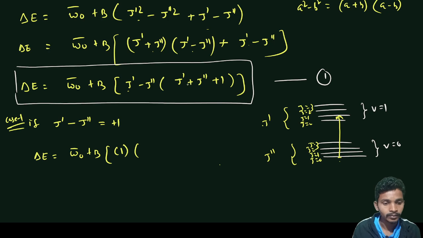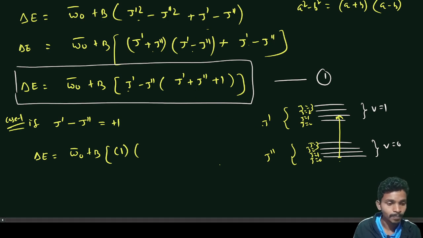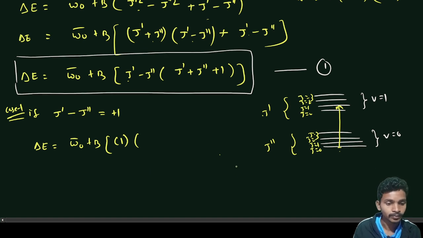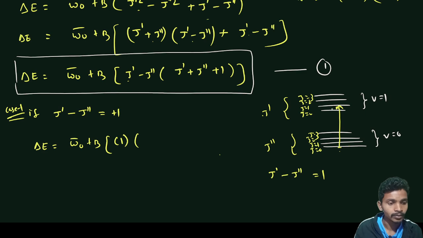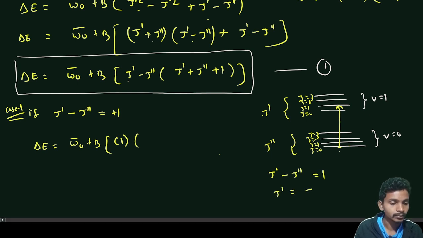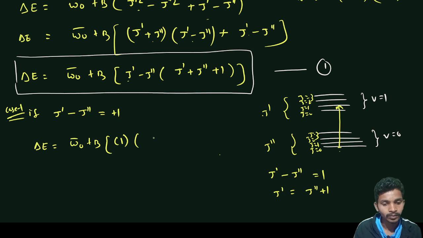Okay, and now this j dash minus j double dash, how can I put this value? So see, j dash minus j double dash equal to 1. Then can I put this one? I am taking this for this case. So can I put j dash equal to j double dash plus 1? Okay, so instead of j dash I can write j double dash plus 1, plus j double dash plus 1.